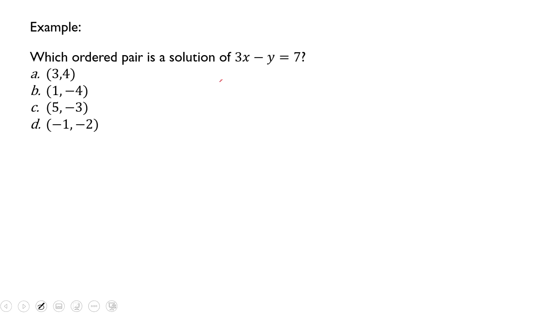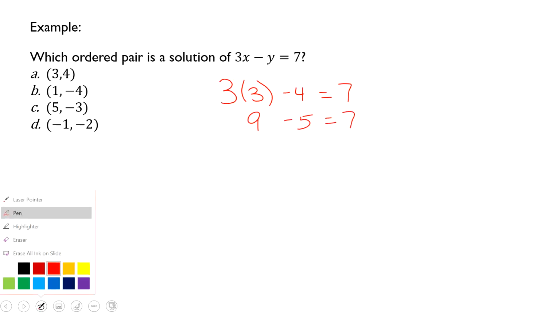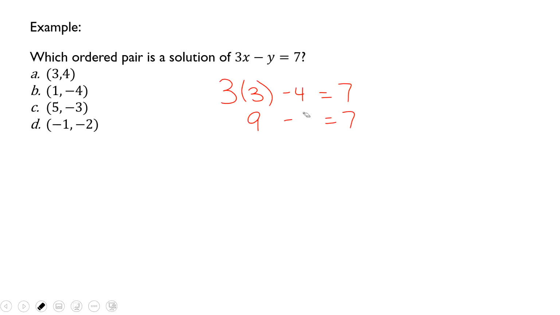So we have 3x minus y equals 7. With (3, 4), we're going to do 3 times 3 minus 4 equals 7. We've plugged in our x and our y coordinate. So I have 9 minus 4 equals 7, so we end up with 5. That does not equal 7. So what that tells me is A is not a solution.